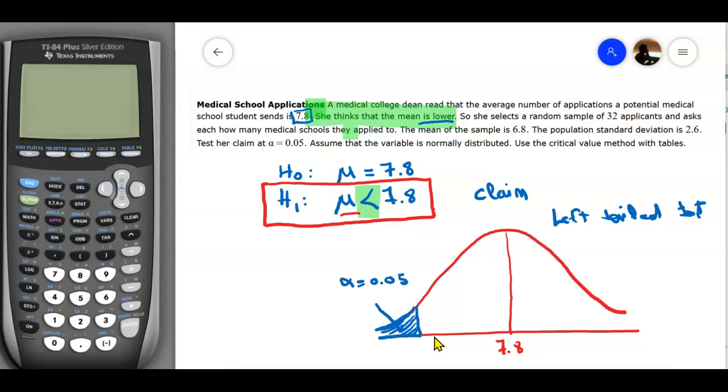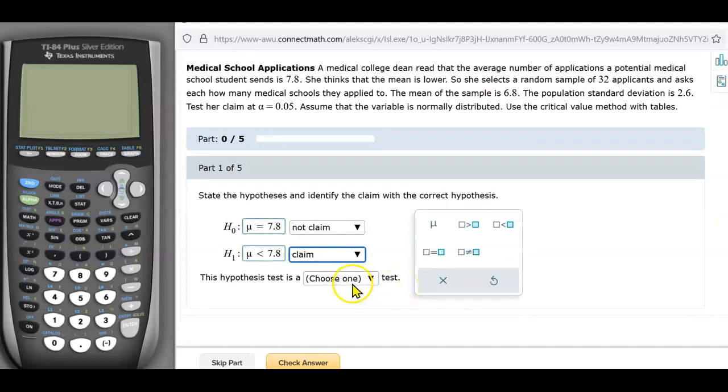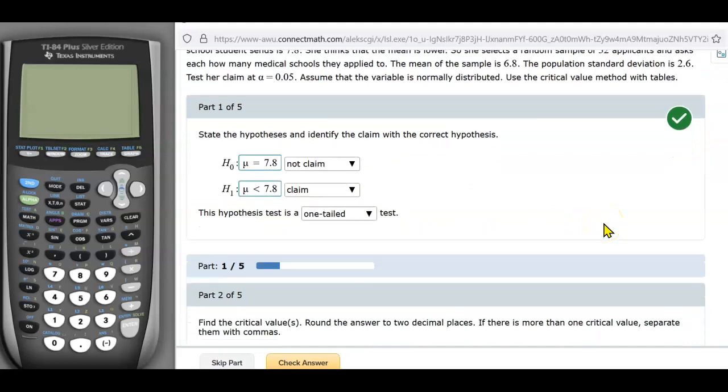All right, so let's go and plug it in. For H0, the mean equals 7.8, and this is not the claim. And for H1, the mean is strictly less than 7.8, and this obviously is the claim. And to choose one tail or two tails, it's going to be just one-tailed, all right? Let's check it. Okay, the first question is great.